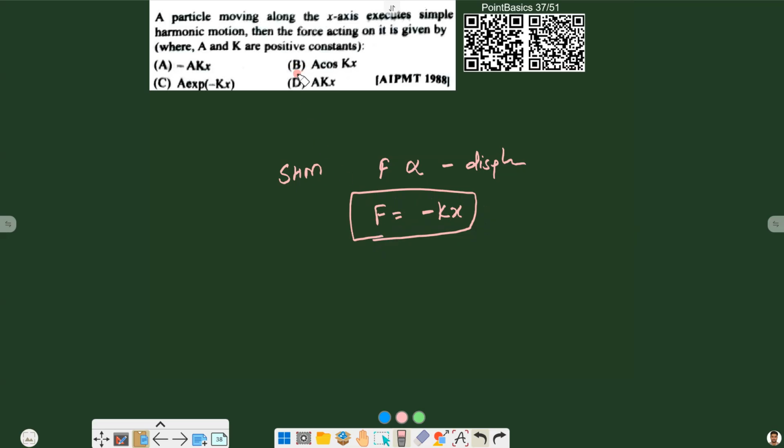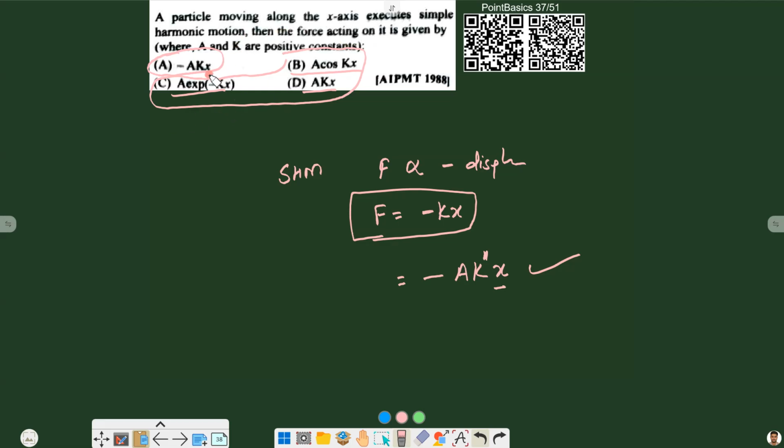Here options B, C, D do not satisfy this equation, because here force is written as A into cos into A into exponential, and here we have a positive sign. Only option A fits the equation, because here k is constant, so we can multiply it with another constant, A into k dash x. So this also satisfies the equation, because we have a negative sign and displacement is there.